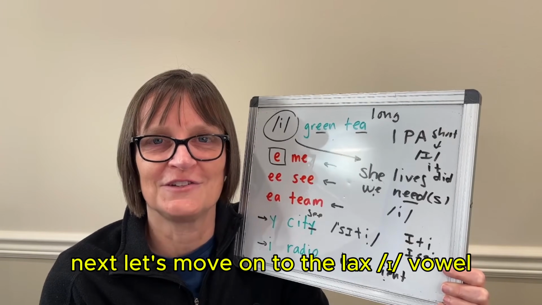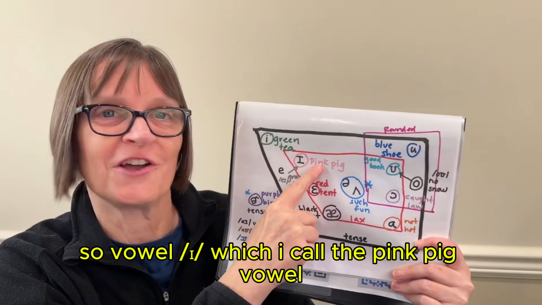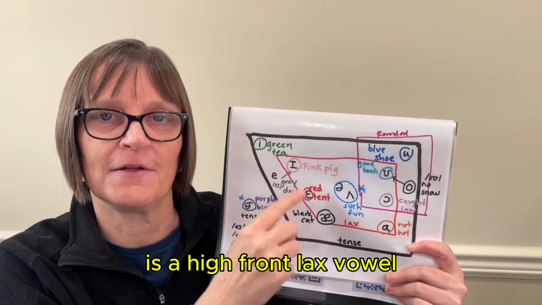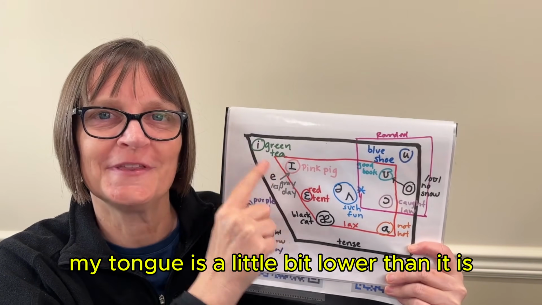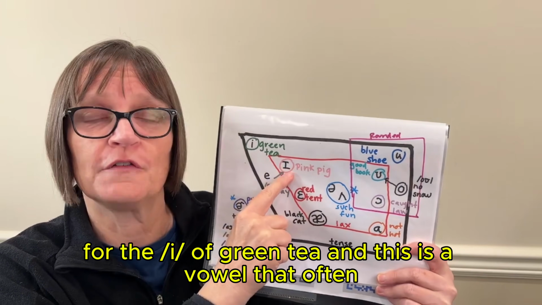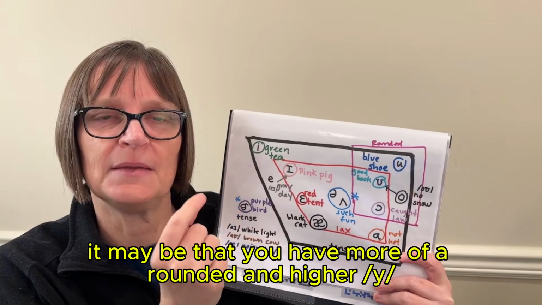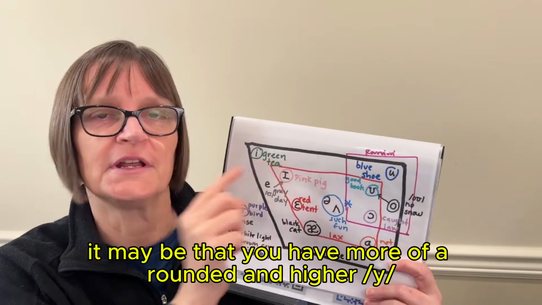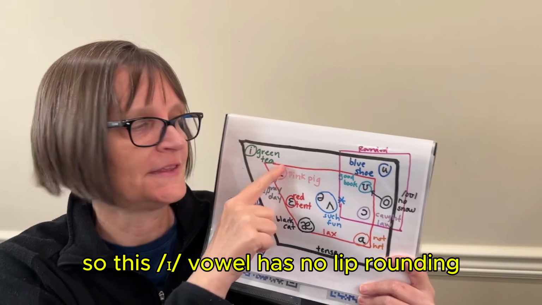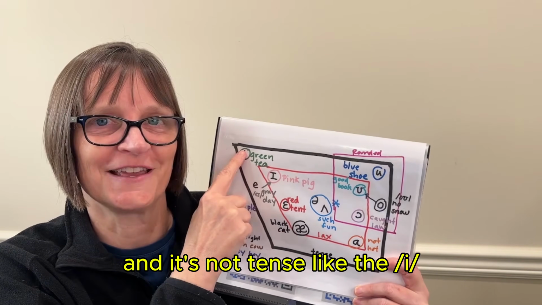Next, let's move on to the lax I vowel. So vowel I, which I call the pink pig vowel, is a high front lax vowel. My tongue is a little bit lower than it is for the E of green tea, and this is a vowel that often you may not have in your native language. If you do have it, it may be that you have more of a rounded and higher E kind of vowel, and that's not the same. So this I vowel has no lip rounding, and it's not tense like the E.